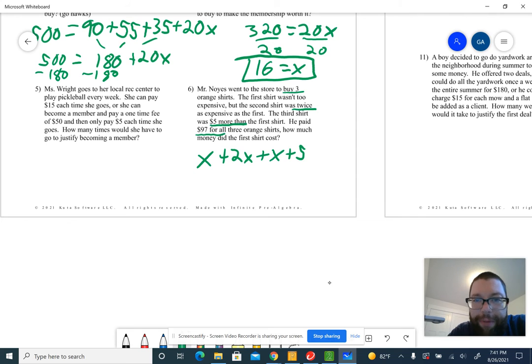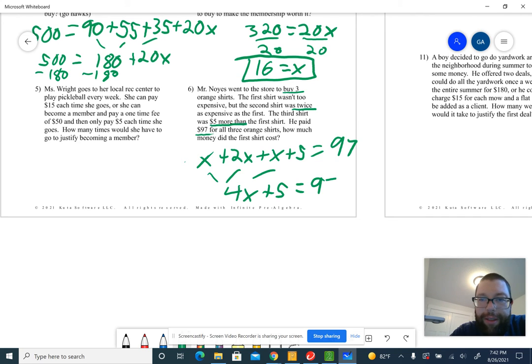And then all of this all together cost Mr. Noise $97 for his orange shirts. Okay, not too bad, right? Now it's a multi-step equation. Going to combine like terms. I've got an x, a 2x, and another x, right? So x plus 2x, 3x, plus x, 4x. So I got 4x plus 5 is equal to 97.